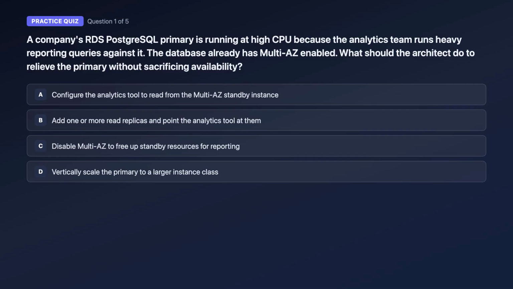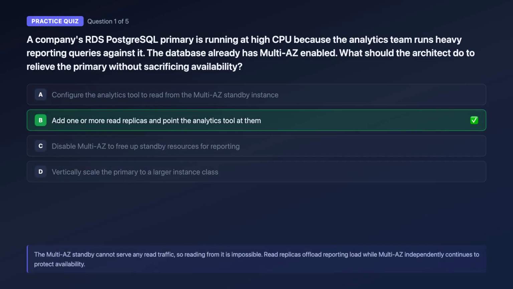Is it A, point the analytics tool at the multi-AZ standby? B, add one or more read replicas and point analytics at them? C, disable multi-AZ to free up standby resources? Or D, vertically scale the primary to a larger instance? Lock in your answer before I give it away.